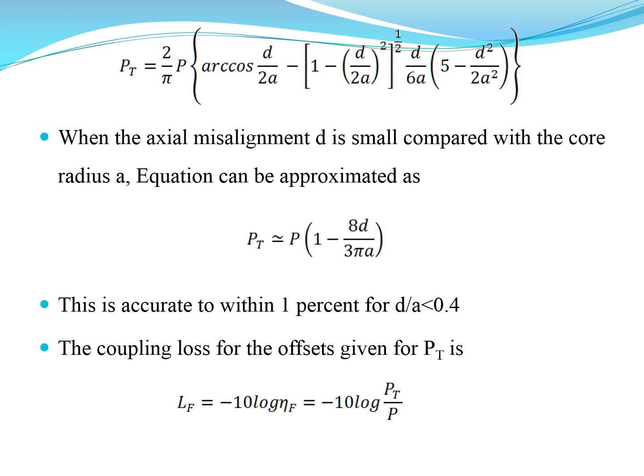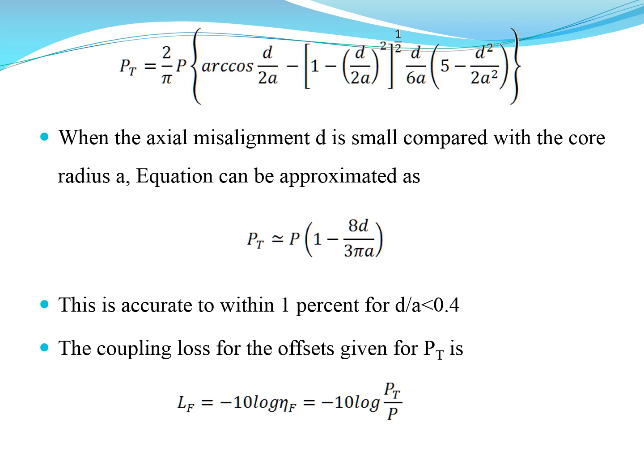If I say that D is 10 micrometer, and A is 1 micrometer, D must be less than 0.4 micrometer. So D, whatever I have assumed, is 10 micrometer. So 10 micrometer is not lesser than 0.4 micrometer. So in such case, we are supposed to find the total power by considering the full equation. If D by A is less than 0.4, then only we are supposed to use this approximate equation to find the total power due to the axial misalignment in a fiber.